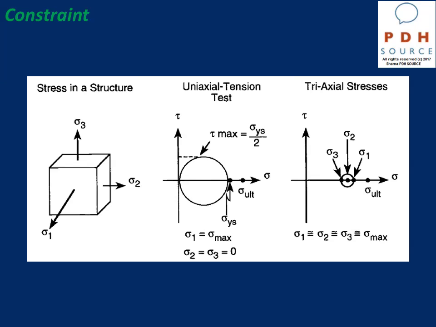And as you see, the Mohr circle here has a radius. The radius is basically equal to the maximum shear, which in this case is going to be equal to the yield stress divided by 2. So basically, under uniaxial tension test, we can clearly reach the yielding behavior of the material.